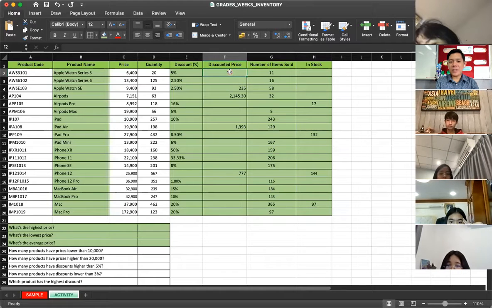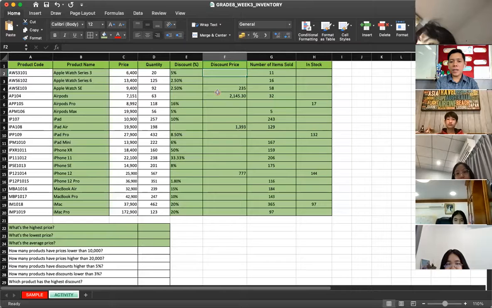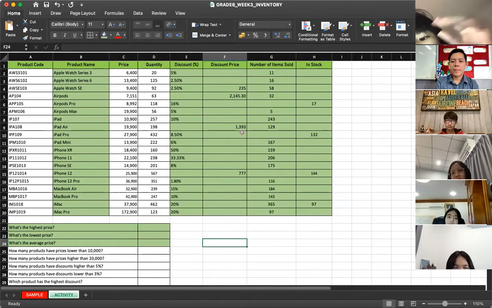How about the discounted price? How did you do it? Actually, this is not discounted. It should be discount price. Okay, so how do you get the discount price of this one? How would you do it? Maybe this one makes you confused a little bit. So we will just make it like a discount, or discount price, I think it's okay. So how do you get the discount price? Anyone? How would you do it?